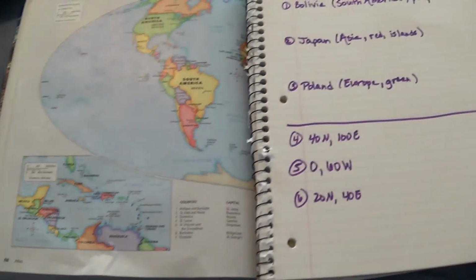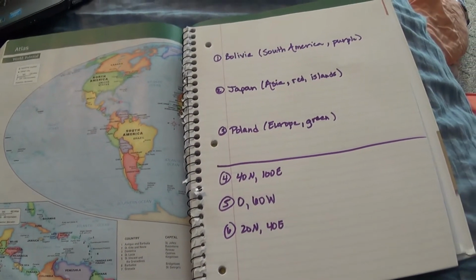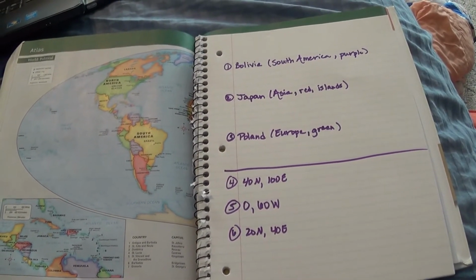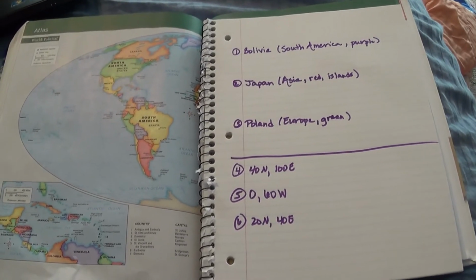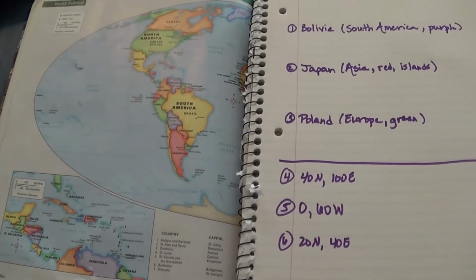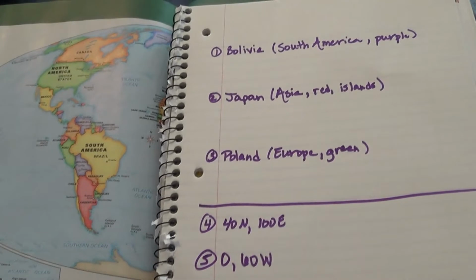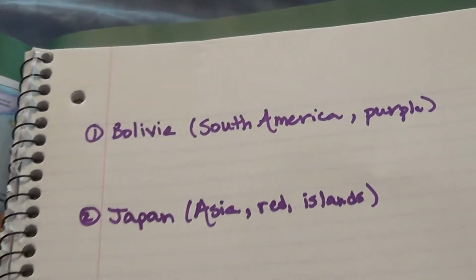Do keep in mind that the vertical lines, the longitude lines, do count by 20s on here, because there are a few longitude lines that are not labeled. And it would be your job to know if it should be marked with a W or E if it's not labeled. Okay? Alright, so let's first start with Bolivia.